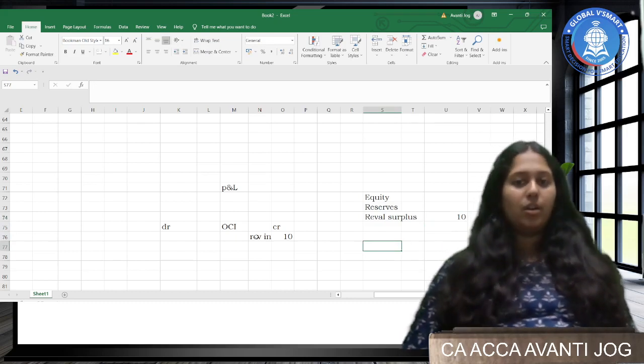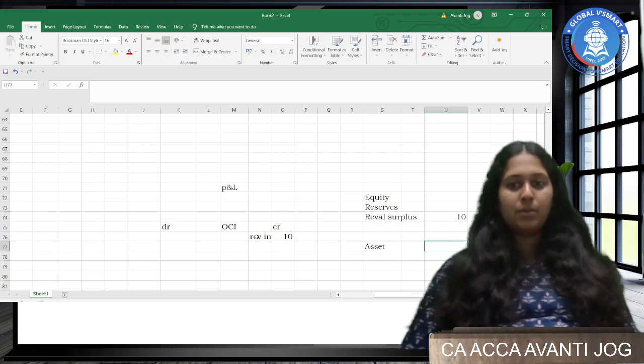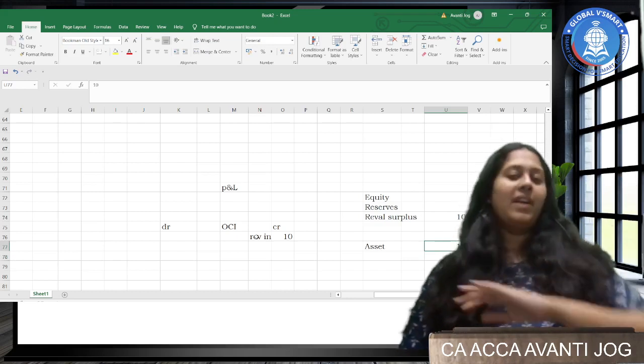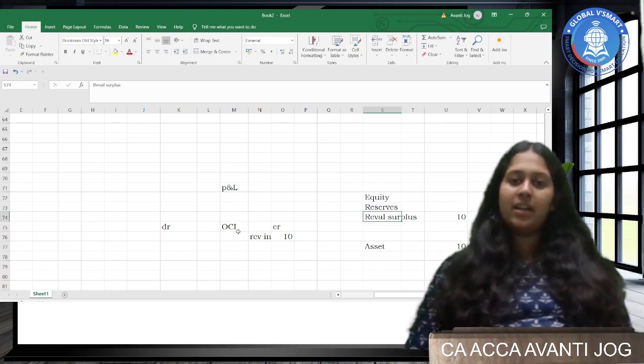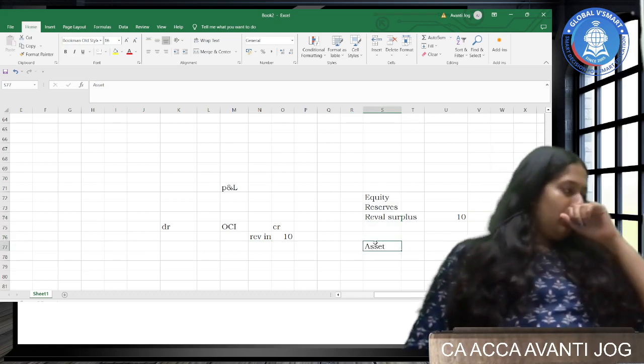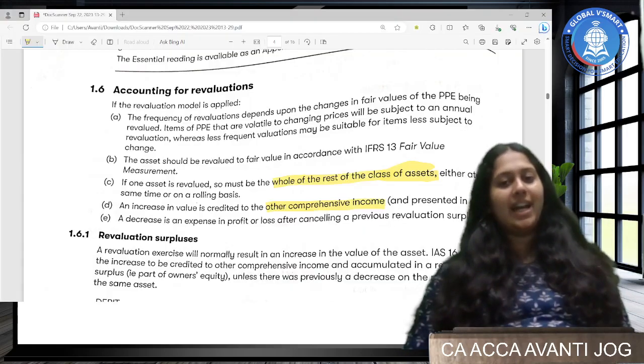The other effect goes to increase the value of the asset. So the asset was previously whatever it was. We increase 10,000 in it because it is an upward increase and we value the asset. So the first effect from OCI goes to revaluation surplus. The second effect goes in the valuation of the asset. Okay.